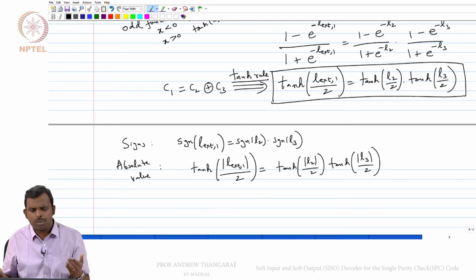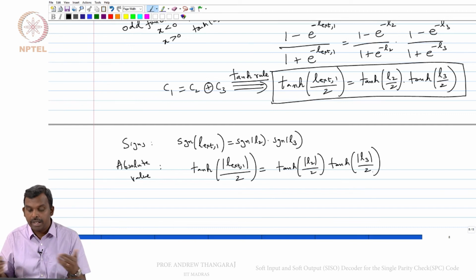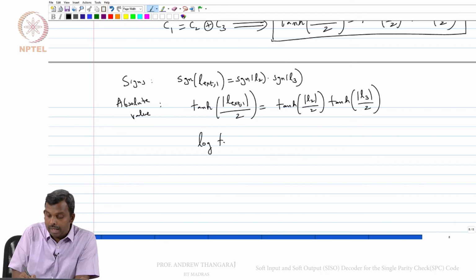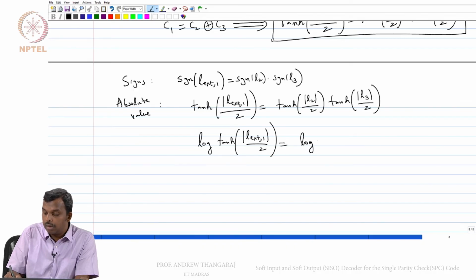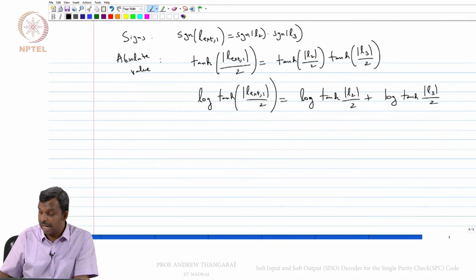Okay, so what is nice about dealing with absolute value and positive things? Product can become addition by taking log. Once everything is positive, I can take log. When I take log, everything becomes a bit different. So let's look at this. Log tanh of absolute value of Lext1 by 2 equals log tanh of absolute value of L2 by 2 plus log tanh of absolute value of L3 by 2. Okay, so that's a nice enough formula here. I'm not doing any multiplication, I'm just adding.